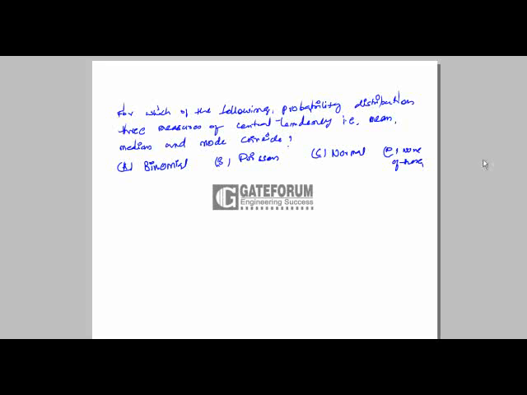For which of the following probability distributions do the three measures of central tendency, that is mean, median and mode, coincide? Option A, binomial distribution. Option B, Poisson distribution. Option C, normal distribution. Option D, none of these. For normal distribution, the three measures of central tendency, that is mean, median and mode, coincide. Here the correct option is option C.